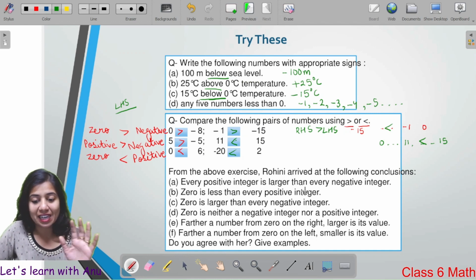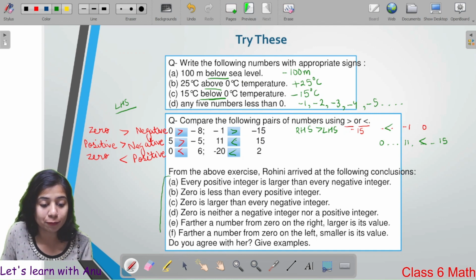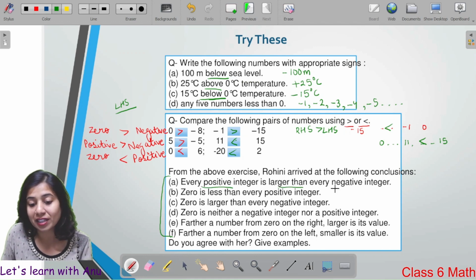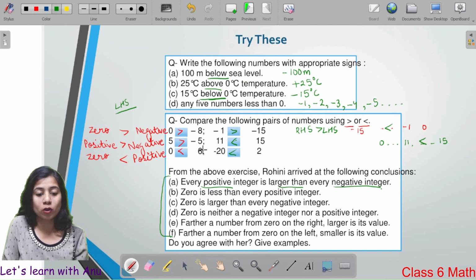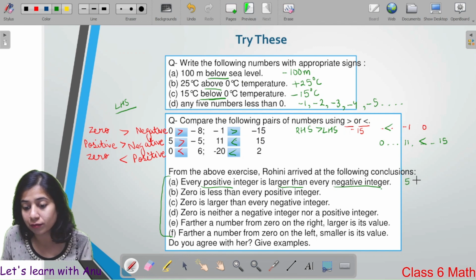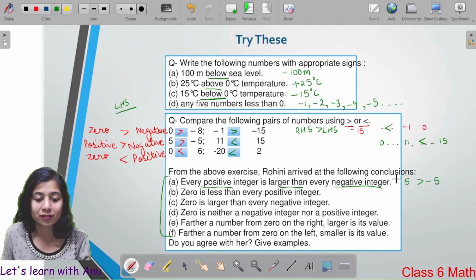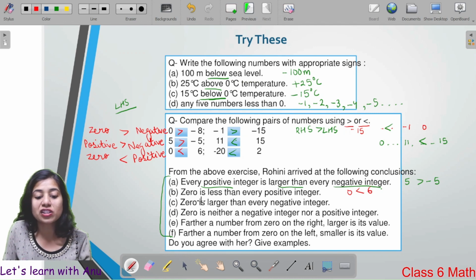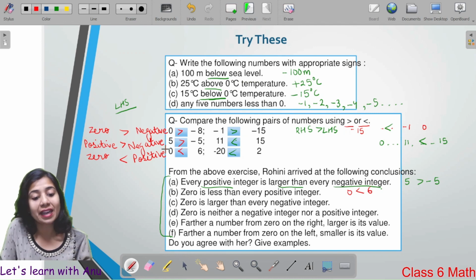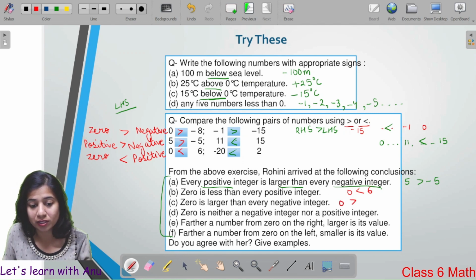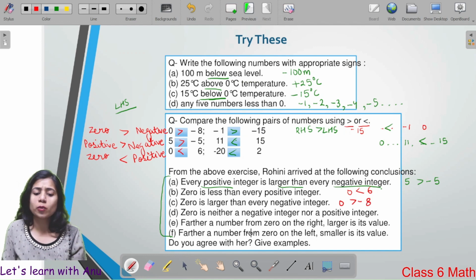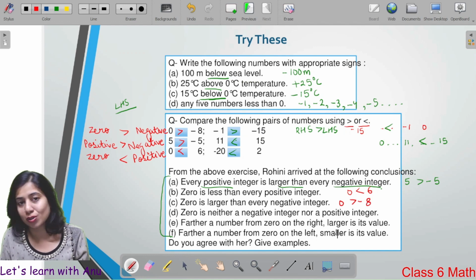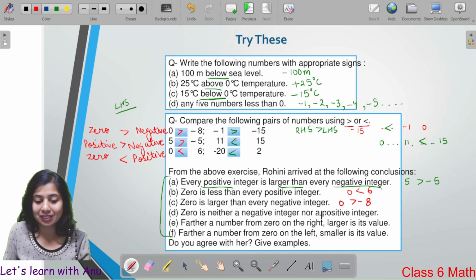So from this exercise, the following conclusions have been made. Let's read them quickly. Every positive integer is larger than every negative integer. This I have already explained with this example: 5 is greater than -5. Then 0 is less than every positive integer. The example is 0 and 6. Then 0 is larger than every negative integer. The first example, 0 is greater than -8. 0 is neither a negative integer nor a positive integer. This is obvious, we have learned earlier.